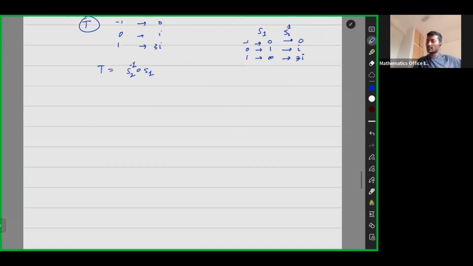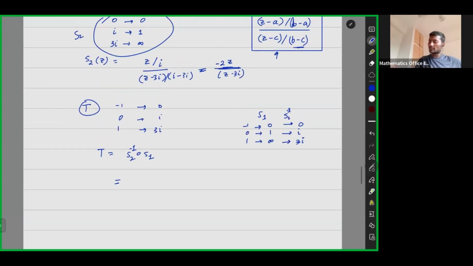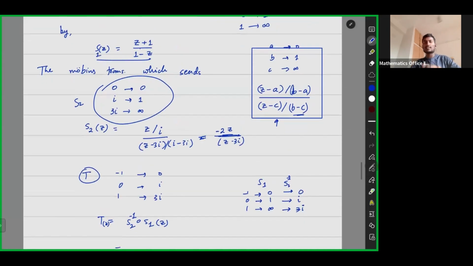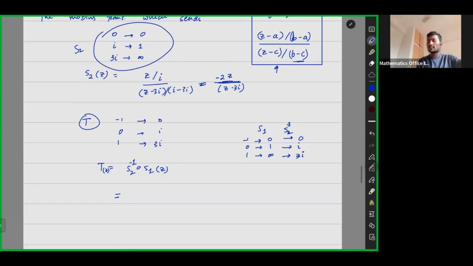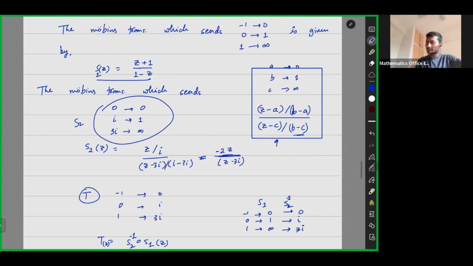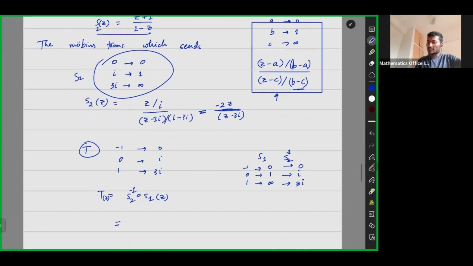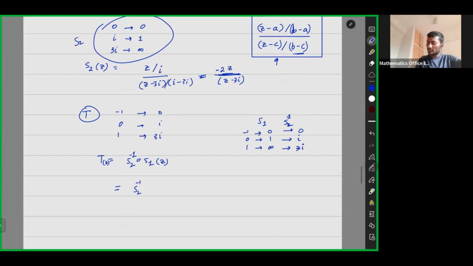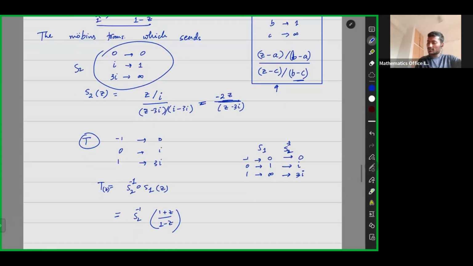Now we put these values, and simply T of z is equal to this. One thing to note here is that Mobius transformations in the extended complex plane are bijections. They are invertible, so I'm writing S2 inverse, and there is no problem. Now S1 of z is 1 plus z divided by 1 minus z, so S2 inverse of 1 plus z by 1 minus z.